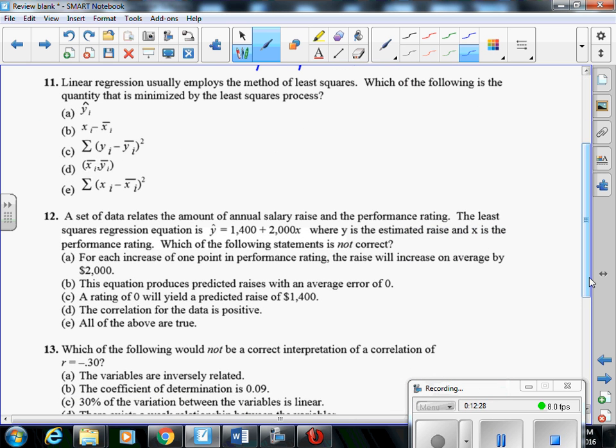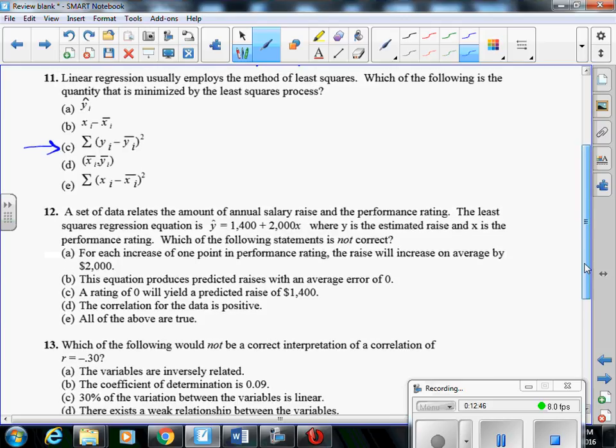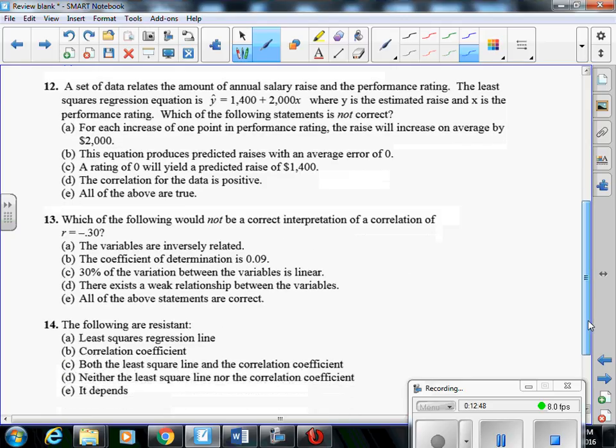11. A linear regression usually employs the method of least squares. Which of the following quantities is minimized by the least square regression line? I'm not even going to expect this from you guys, but the answer should be C. It's the top of the formula if you go back to the notes that were recorded in 3.2. But again, it's not an expectation for you guys to know that.